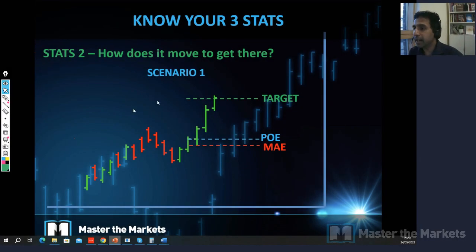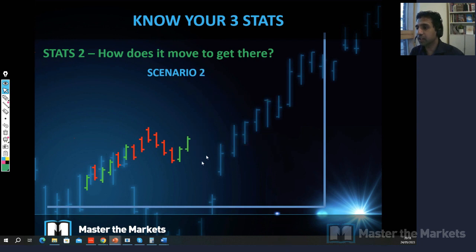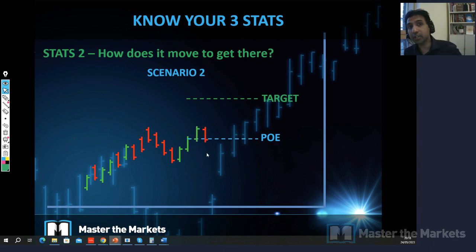Now, before I take a look at the MAE concept, let me just show you this other scenario where you've got the point of entry here. And in terms of the target, it doesn't shoot all the way this time, but it retraces back. Okay, look at this, right? A little bit of green, a little bit of red bar that goes against you. And if it goes below this blue line here, then you have a little bit of unrealized loss at the moment, is it not, traders? Yeah, it will start to show on your account.